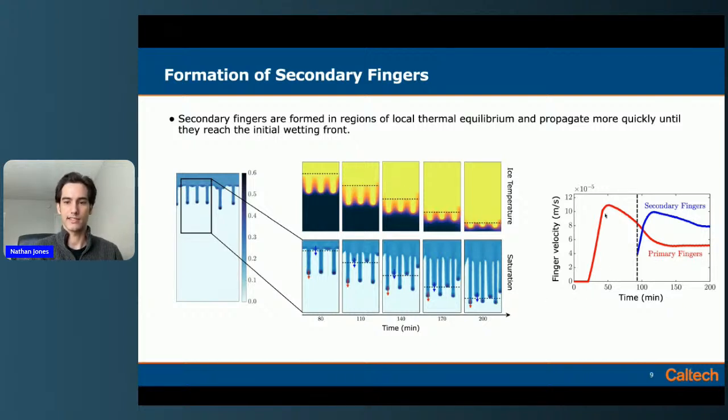So if you look at the velocity profiles here of the average finger velocity in these simulations, when the secondary fingers form, they initially shoot up in velocity. They propagate much faster than the primary fingers, and they also decrease the effective infiltration rate of the primary fingers by quite a bit, almost by half here.